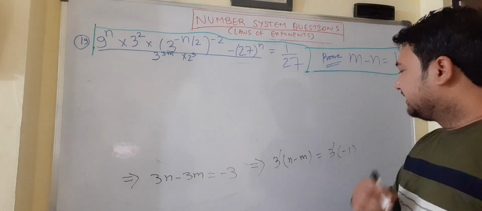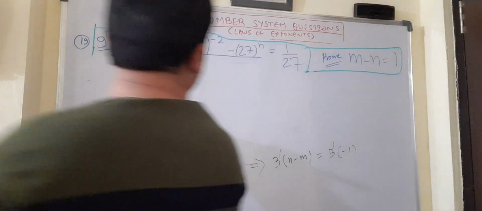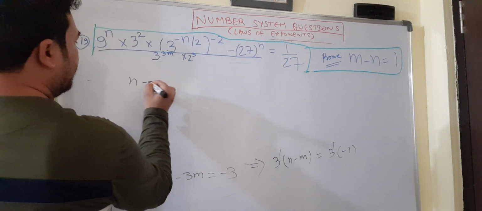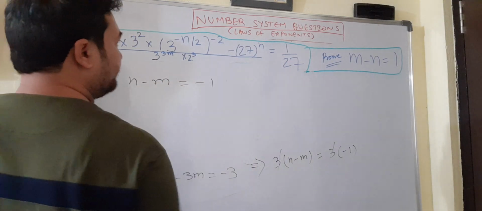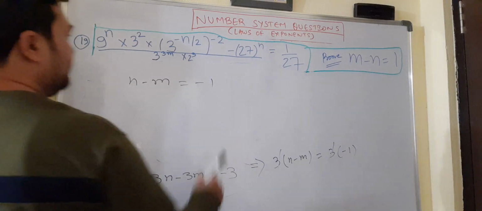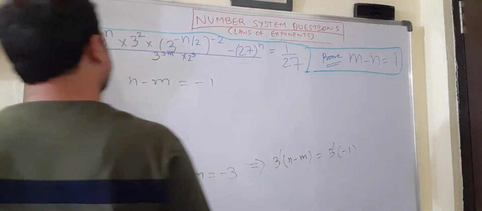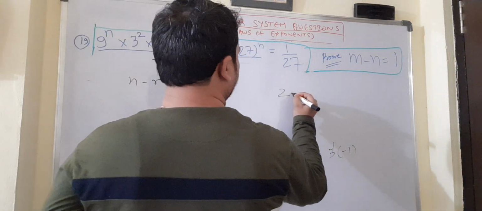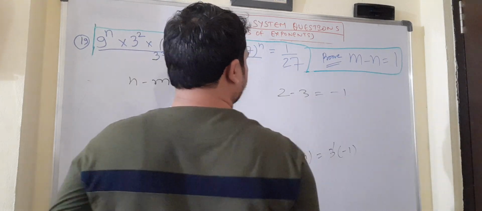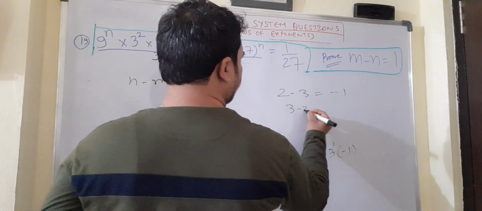So 3 gets cancelled by 3, what is left? What is left is n minus m equals to minus 1. But we have to prove what? M minus n, not n minus m. If I say 2 minus 3 equals to minus 1, it obviously means 3 minus 2 equals to 1.